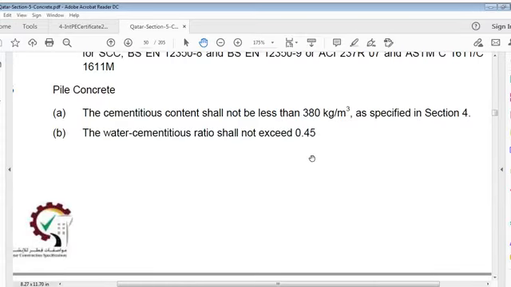Pile concrete. Pile concrete cementitious content shall not be less than 380 kg per meter cube. Water cementitious ratio shall not exceed 0.45. So for piling, 380 kg per meter cube is the minimum cementitious content, and the water cementitious ratio is maximum 0.45.